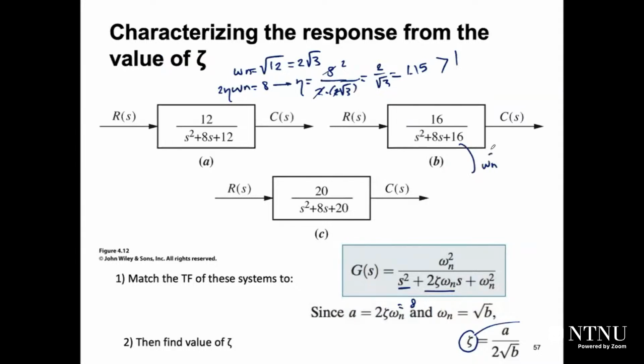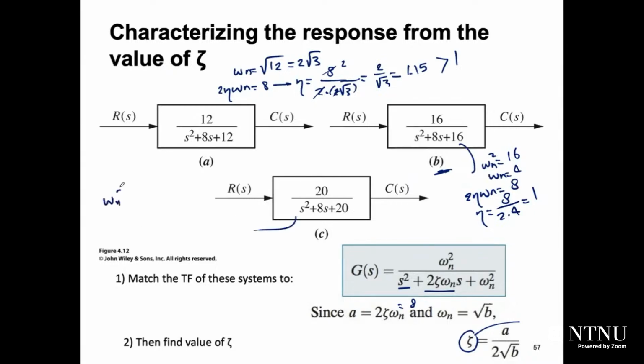So omega n square equal 16. So omega n equal 4. And 2 zeta omega n equal 8, right? So zeta will be 8 divided by 2 times 4. So it will be 1. When it's 1, it's critically damped. So system B here will be critically damped. We will do it for that one.